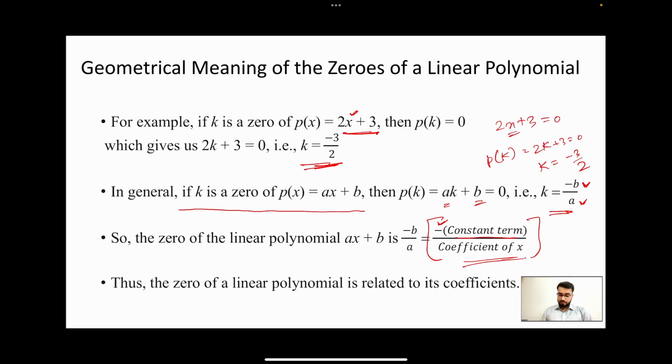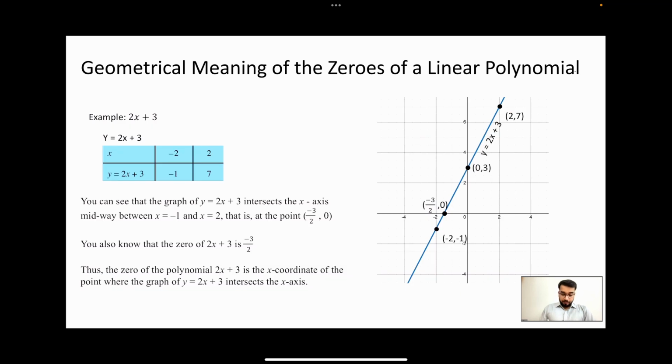So we take the same example, 2x plus 3 here. What we do is we draw a graph. The graph of 2x plus 3 would be a straight line. So we jot down the points, we draw the graph. Now we can see that this is the x-axis, this is the y-axis. So this line 2x plus 3 intersects the x-axis at exactly minus 3 by 2 comma 0.